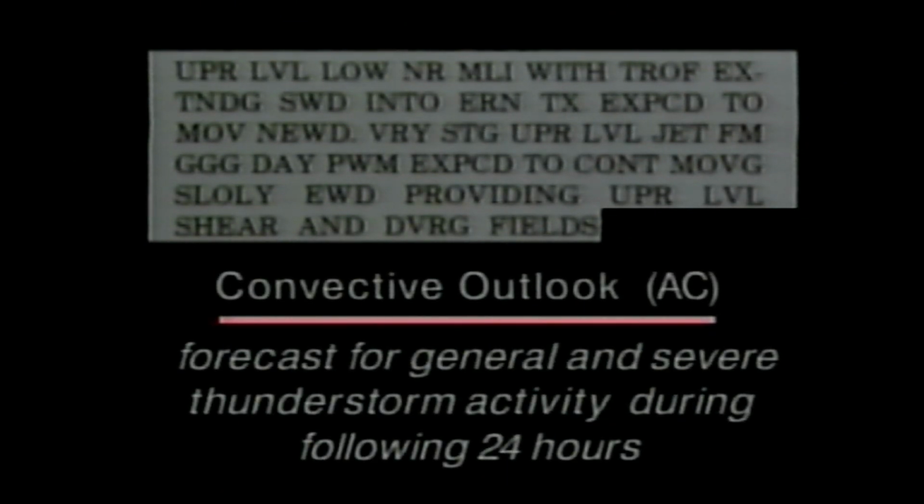Now we'll move on to the convective outlook. The convective outlook report, labeled AC, describes the prospect for general and severe thunderstorm activity during the following 24 hours. So it's a forecast rather than an observation. The outlook is transmitted over the printer and is fairly self-explanatory. The hardest part for me is making sense out of the abbreviations.